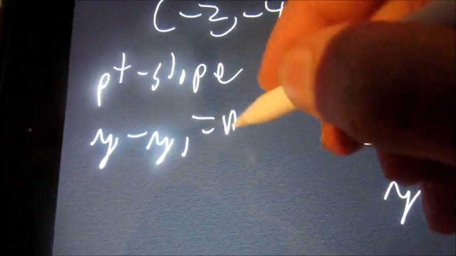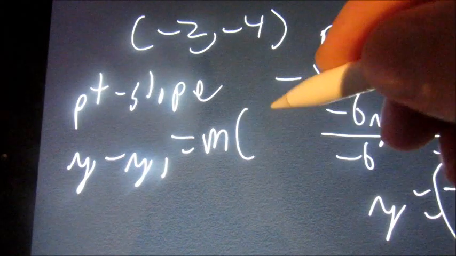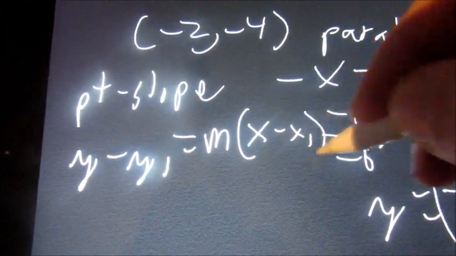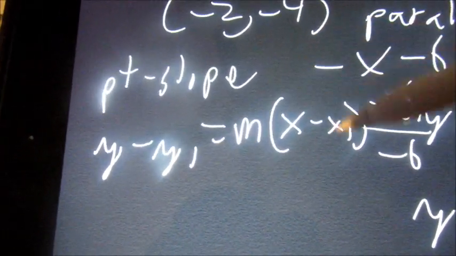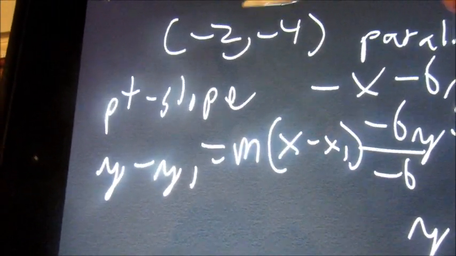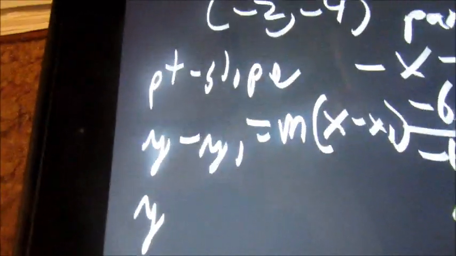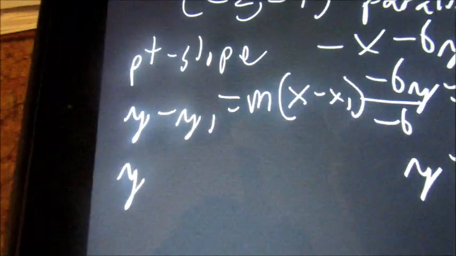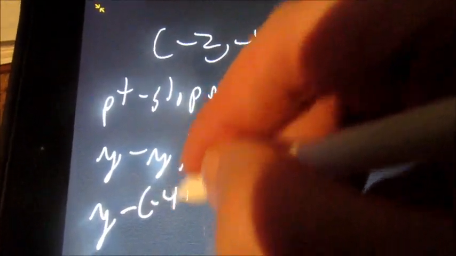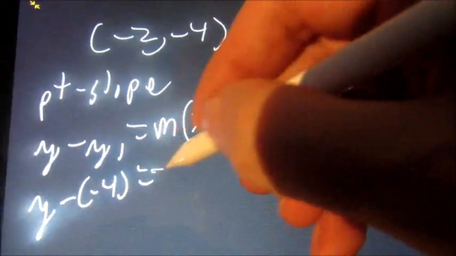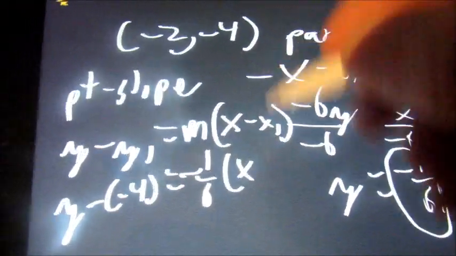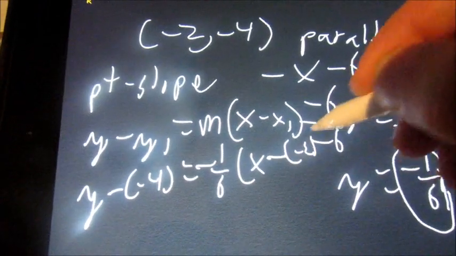The point slope form is y minus y1 equals m, which is the slope, and then in parentheses x minus x1. x1 and y1 are just what's here, the point that we're doing. And we have our slope as negative 1 over 6. So I'm going to put y, and it's minus negative 4. Equals slope negative 1 over 6, and then x minus negative 2.